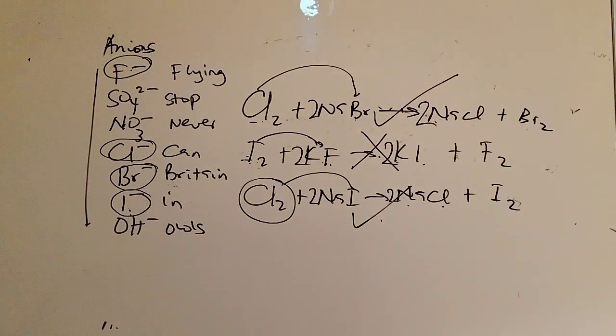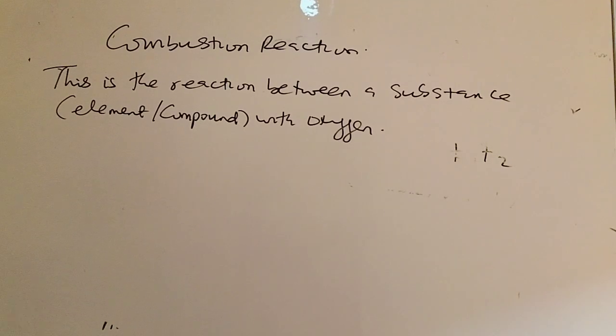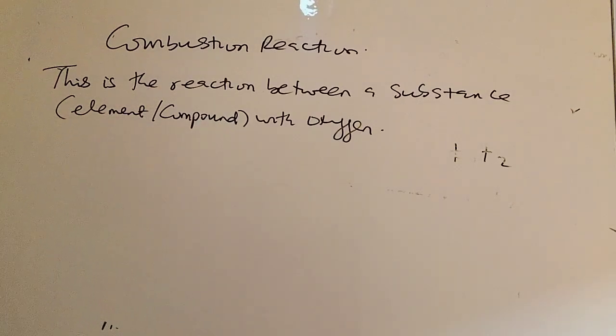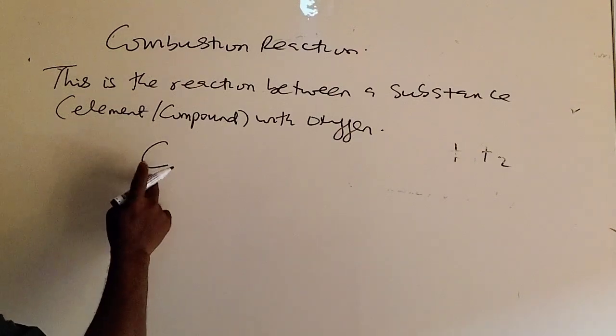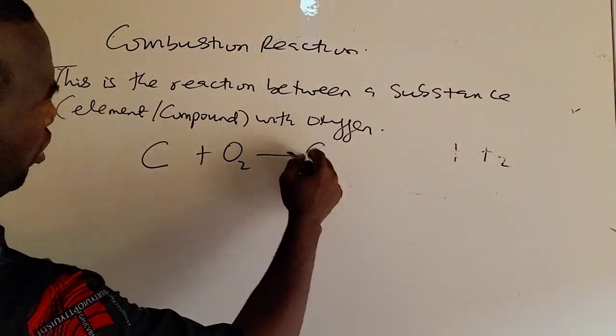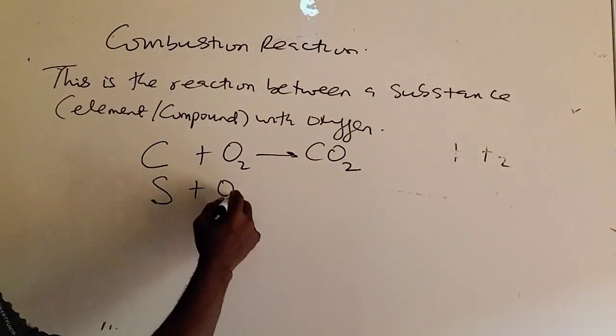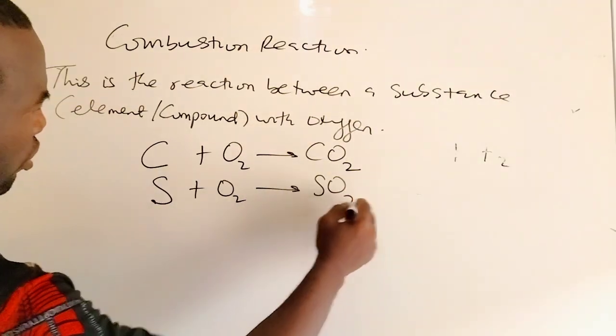We go to the next kind of reaction, called combustion reaction. Combustion reaction is the reaction between a substance, which could be an element or a compound, with oxygen. So when a substance burns in oxygen, we call that reaction a combustion reaction. This reaction is exothermic because it leads to liberation of heat energy. I can take an element like carbon plus oxygen to give carbon(IV) oxide. It's a combustion reaction. I can still take an element like sulfur plus oxygen to give sulfur(IV) oxide, which is also a combustion reaction.